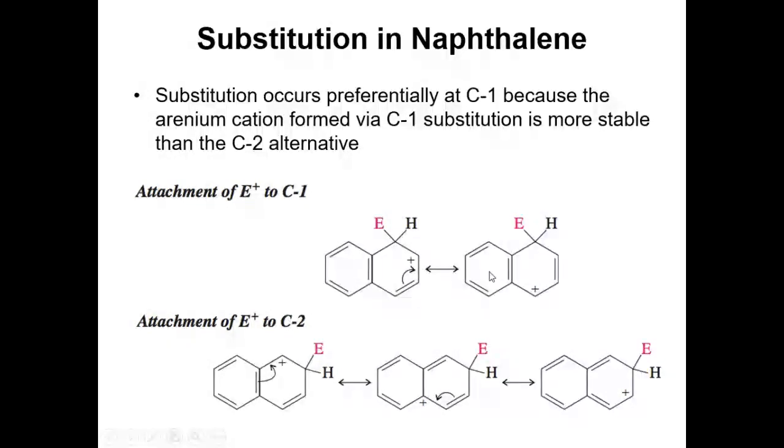Because if you look at the resonance forms of the sigma complex, when the electrophile attaches to carbon 1, in these two resonance forms you don't need to break the aromatic ring. But here, in only one resonance form can you keep the aromatic ring. In all the others you have to break the aromatic ring. So basically this gives this guy better stability.